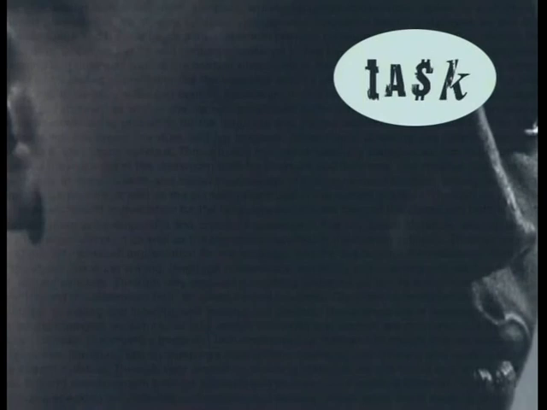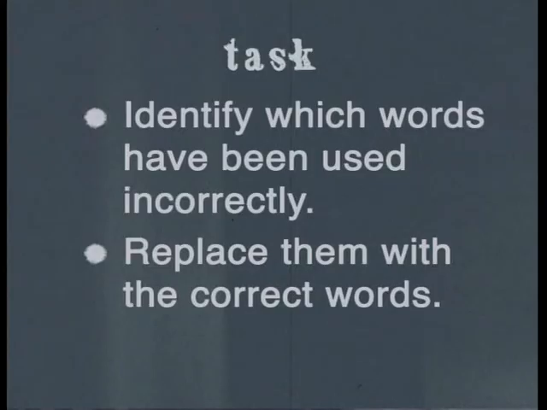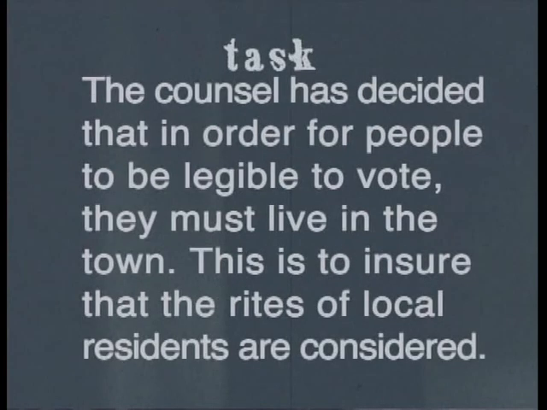Now it's time for today's task. For today's task, look at the following sentences. Identify which words have been used incorrectly and replace them with the correct word. The council has decided that in order for people to be eligible to vote, they must live in the town. This is to ensure that the rights of local residents are considered.